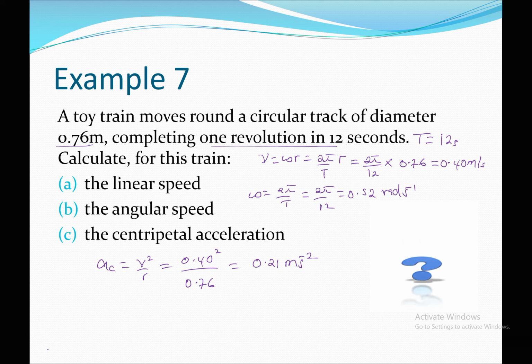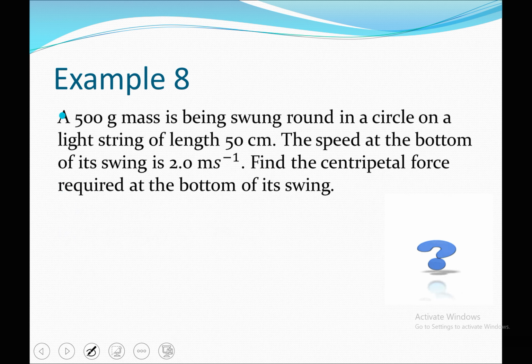Okay. I think we have one or two more examples. A 500-gram mass is being swung around in a circle on a light string of length 50 centimeters. The speed at the bottom of its path is 2 meters per second. Find the centripetal force required at the bottom. So the radius is going to be 50 centimeters.